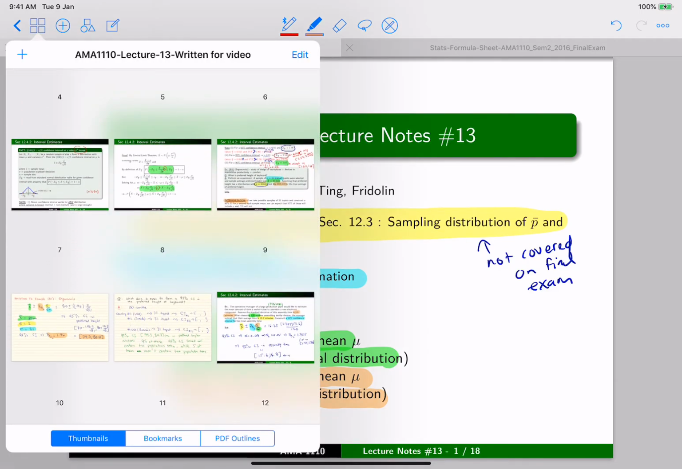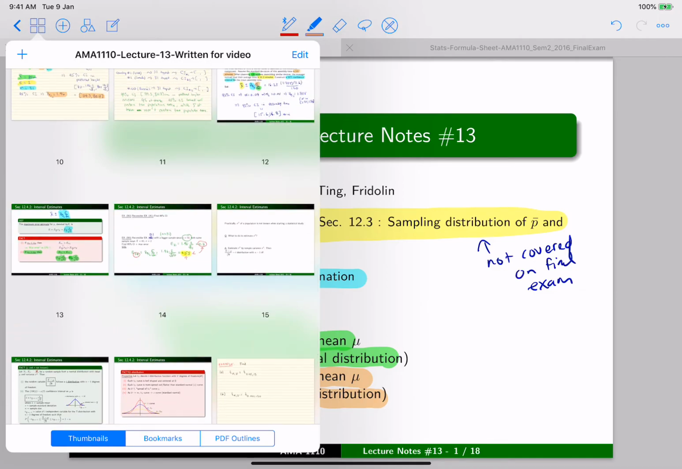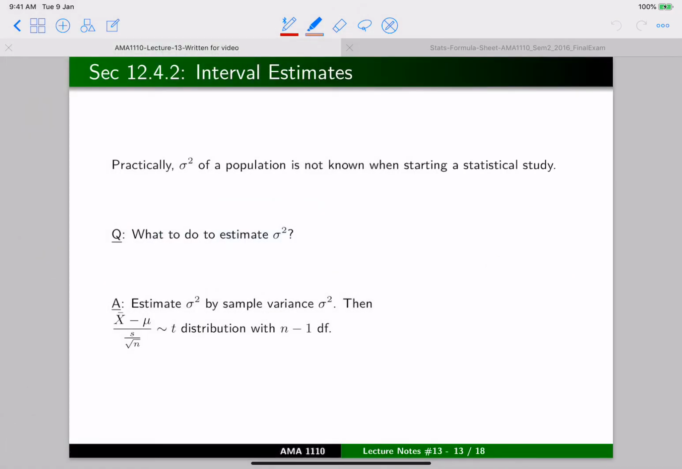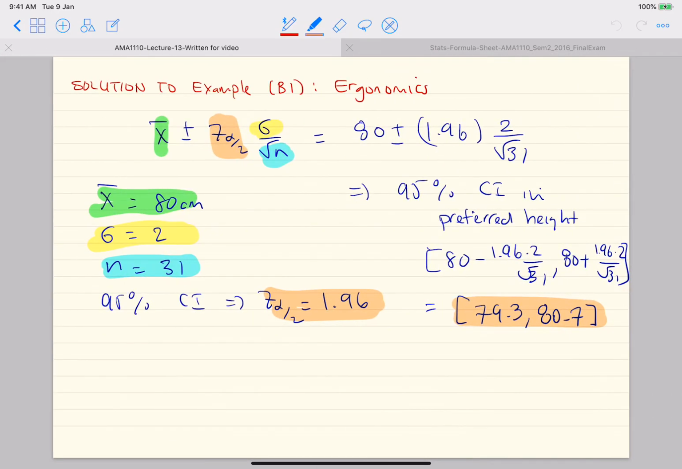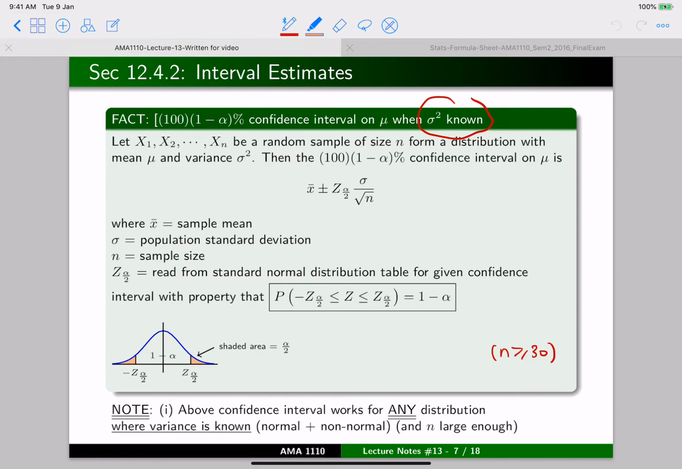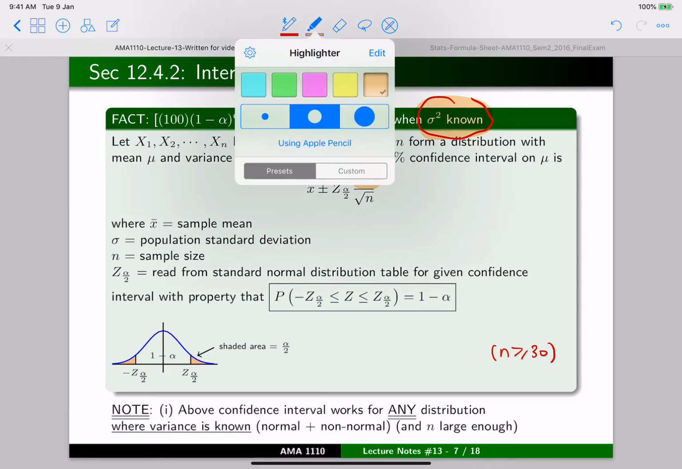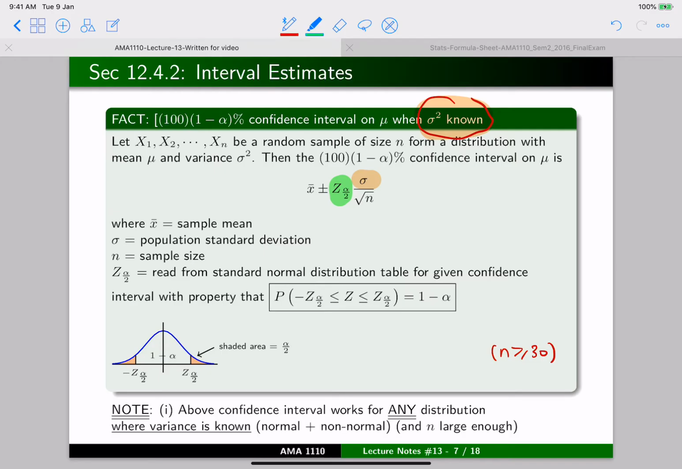So, just to introduce the subject, recall our first formula for the confidence interval, this one. We can find a confidence interval when the population standard deviation is given. This confidence interval formula uses sigma, the population standard deviation, and the normal distribution, z alpha over 2.